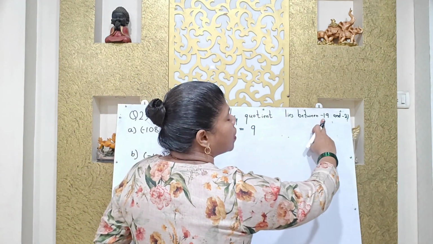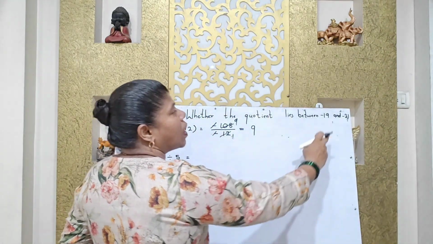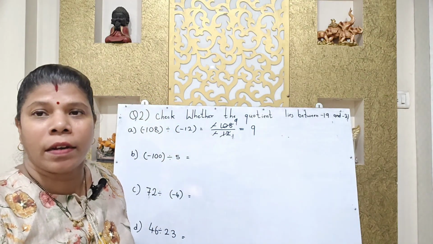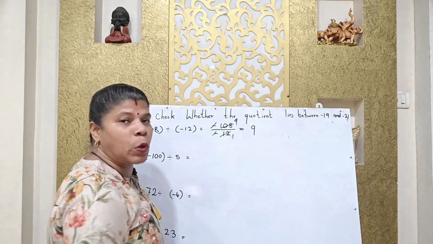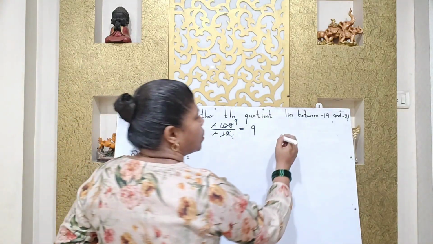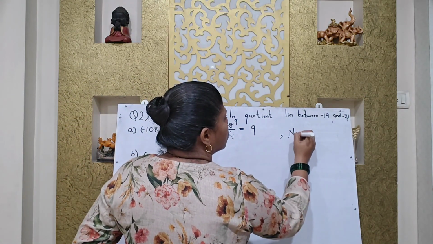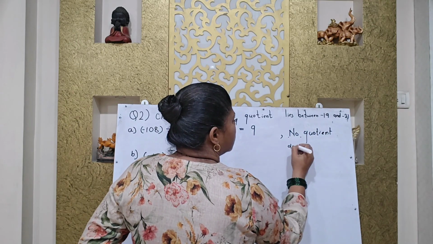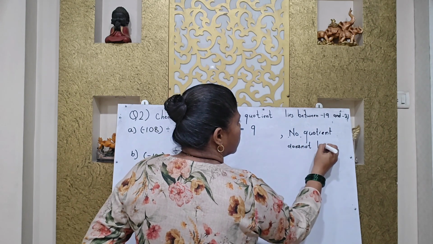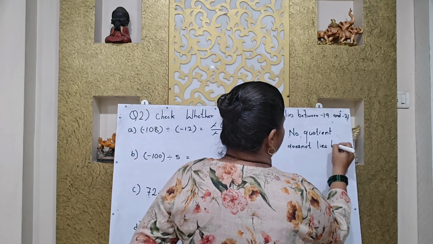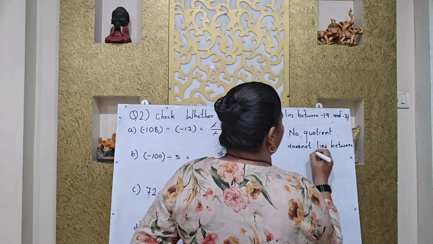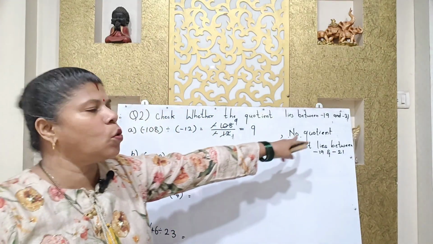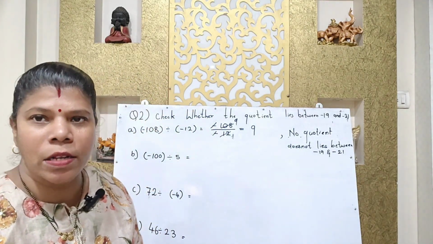लेकिन हमारा कंडीशन है कि आंसर ये जो क्वोशिएंट है, ये क्वोशिएंट कहाँ लाए होना चाहिए? -19 और -21 के बीच में. तो ये आंसर नहीं है. This number 9 does not lie between -19 and -21. So no, the quotient does not lie between -19 and -21. Okay, so this is a complete answer.